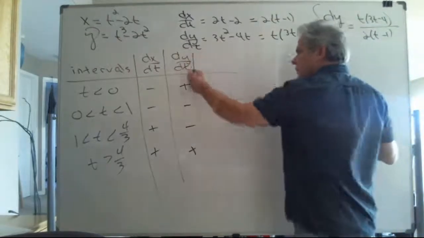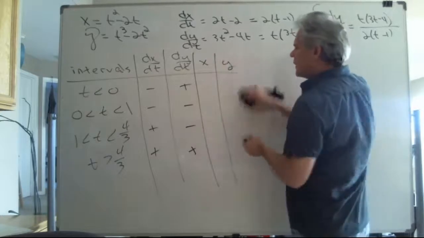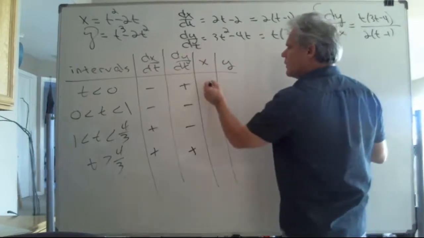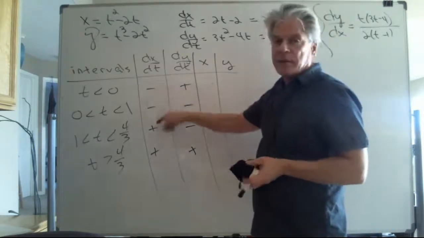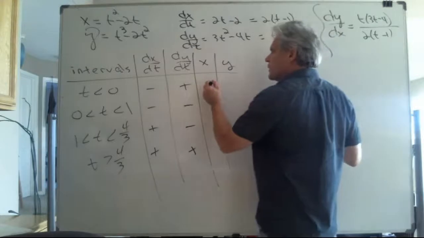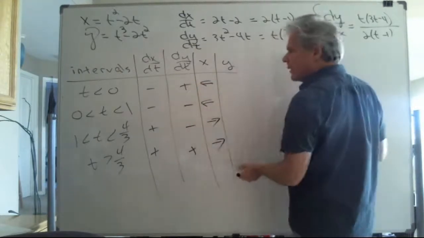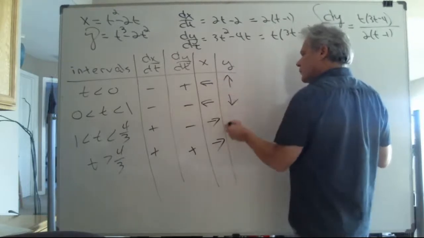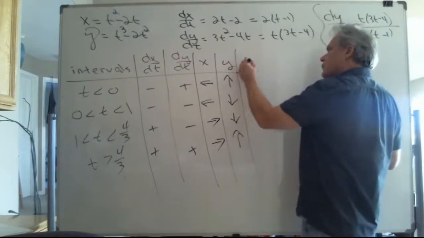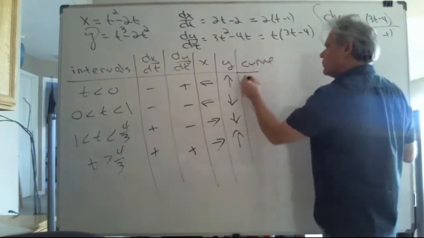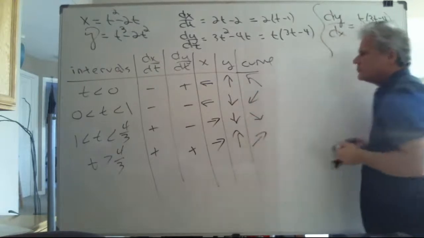Now, I think what this is telling me about x and y is that x is decreasing. I misspoke, didn't I? I should say x is moving to the left. I mean, it is decreasing, but in terms of movement, in that direction, this direction, this direction. But y is moving upwards, then downwards, then upwards. And finally, what this tells us about the curve is I'm moving in this direction, then this one, then this one, and then that one.